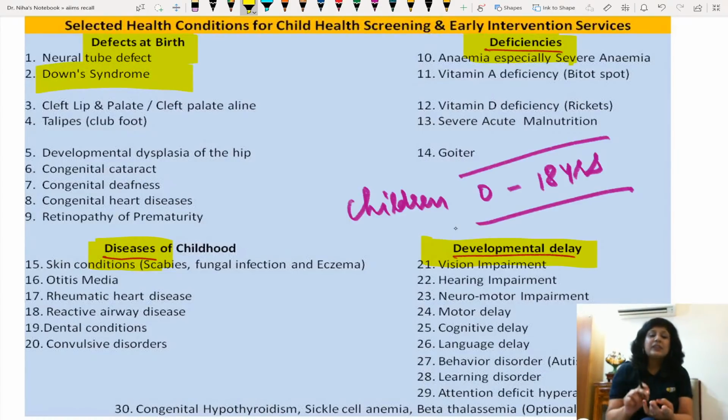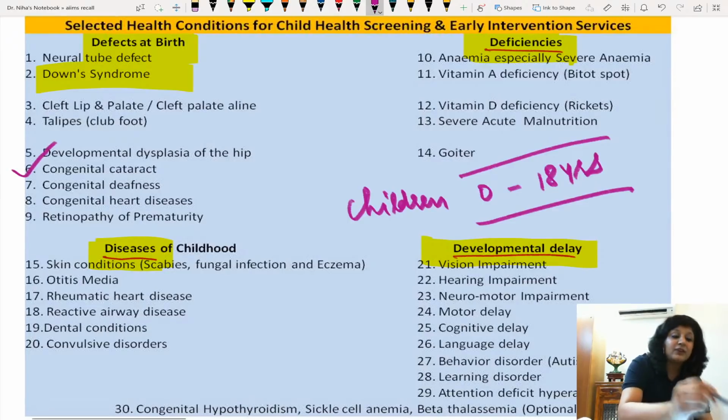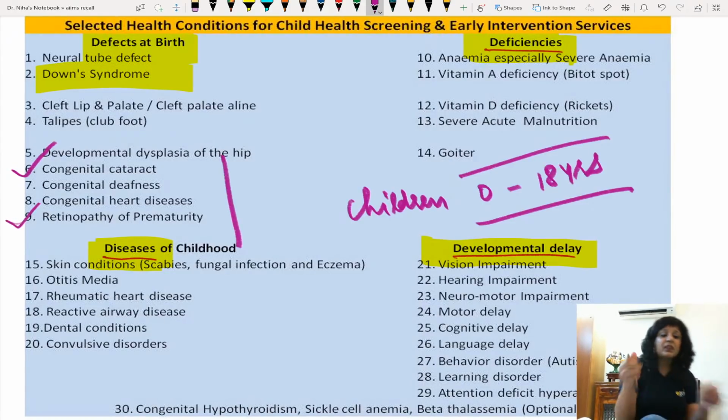Then all the important things that you find in different subjects, like we have the clubfoot, then the neural tube defects, then the cleft lip and palate. Now if you talk particularly of the eye, because they have talked about the eye particularly, they have given you congenital cataract and ROP. Congenital deafness is also there, and congenital heart diseases. So 2 of the options are covered here.